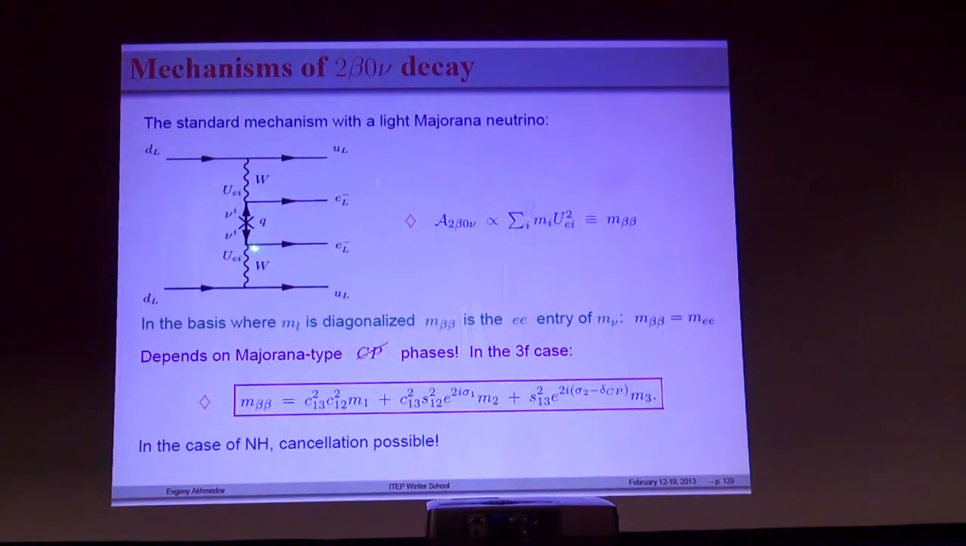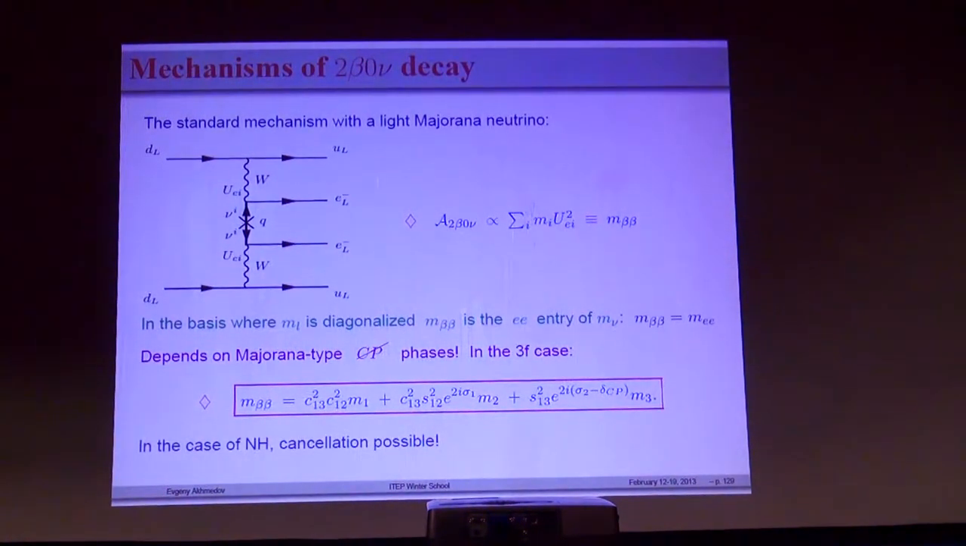It means a W boson, then two electrons are emitted, and then the neutrino goes into an antineutrino through the Majorana mass term and gets absorbed in the other process. And the amplitude of this process is proportional to the sum of the masses of neutrinos times the square of the elements of the leptonic mixing matrix, square of the elements and not of their moduli.